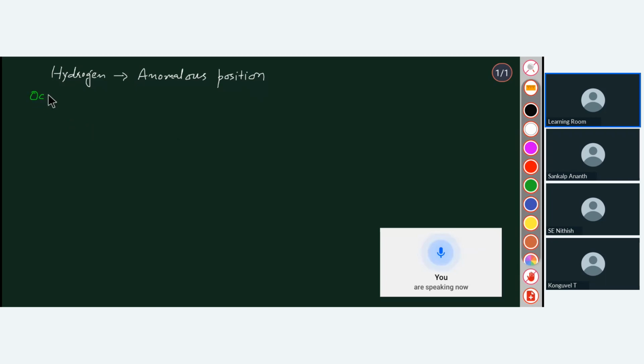I will write it here. Occurrence and sources of hydrogen, that's H2. I have told you that it is known as dihydrogen. And why is it known as hydrogen? Because hydro means water and gen means generator. So it is water producing, water generating. When it reacts with oxygen, it forms water.